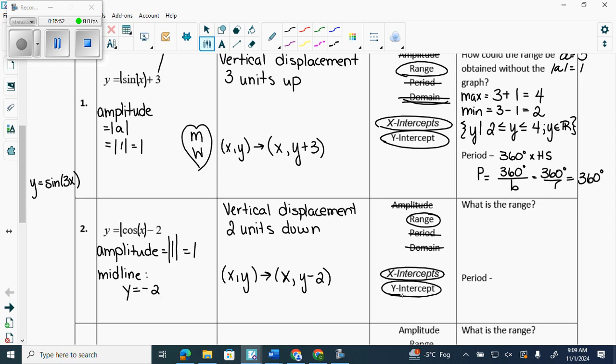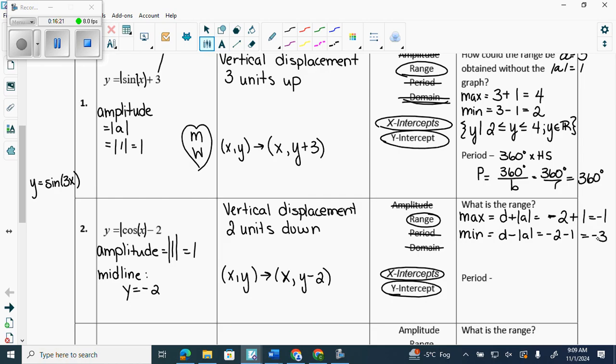All right. What is the range? Well, in order to get the range, I need my max and my min. So my maximum is d plus the amplitude. So it's going to be d, which is -2, plus amplitude, which is 1, so I get -1. And my minimum is d minus the amplitude. So it's going to be -2 minus 1, which is -3.